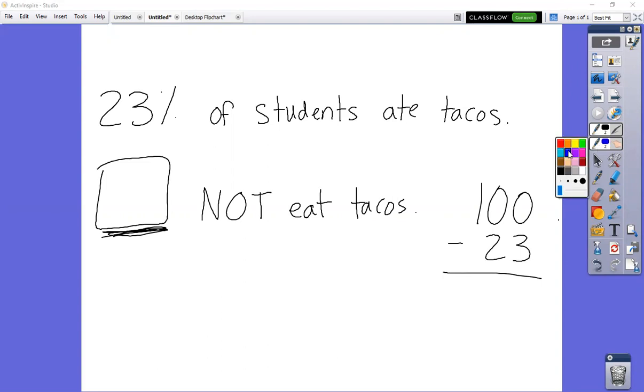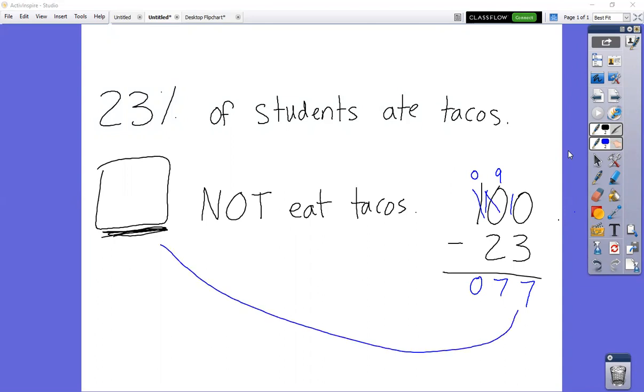So again, we're going to borrow. We have to make that a 0 and make that a 10. Then we're going to borrow again, make that a 9 and make that a 10. 10 minus 3 is 7. 9 minus 2 is also 7. And then 0 minus 0 is 0. Okay, so we need to make sure we put that as a percent. If 23% of students ate tacos, then 77% of students did not eat tacos.